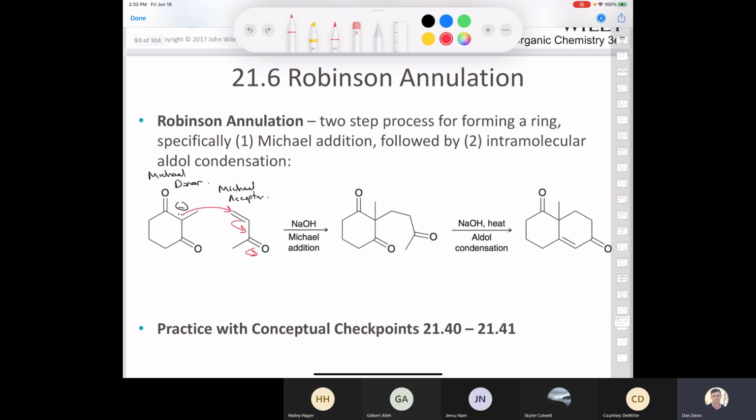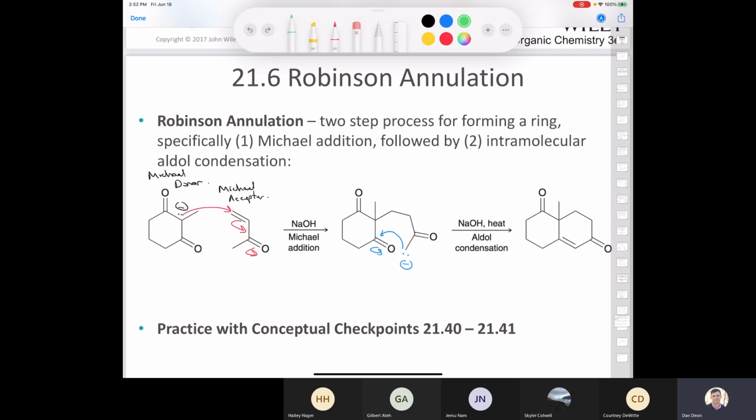Then if you're treating this with sodium hydroxide, what's that going to do? It's going to form this enolate, which can then do an intramolecular aldol condensation. And I'm not going to draw the mechanism for that either. But again, you see that it's just a Michael addition followed by an intramolecular aldol condensation. We end up with an alpha beta unsaturated carbonyl, and we end up forming a ring in the process.